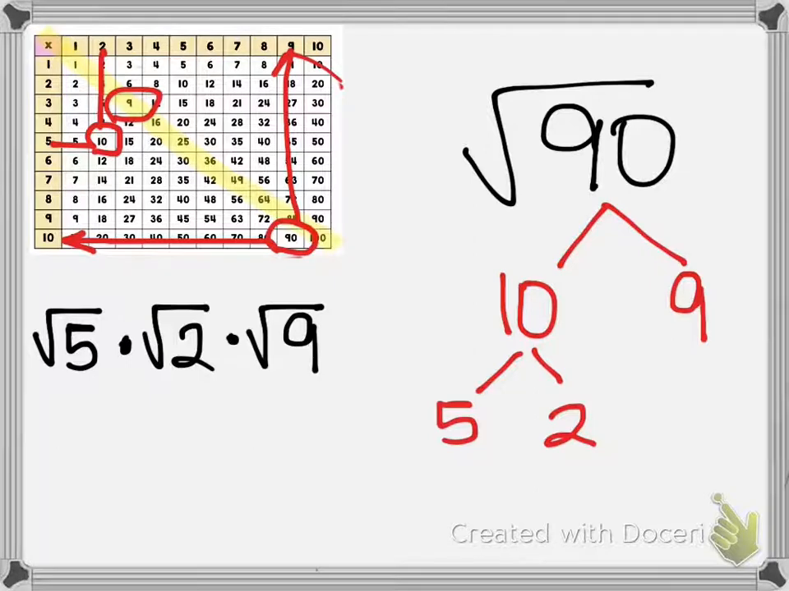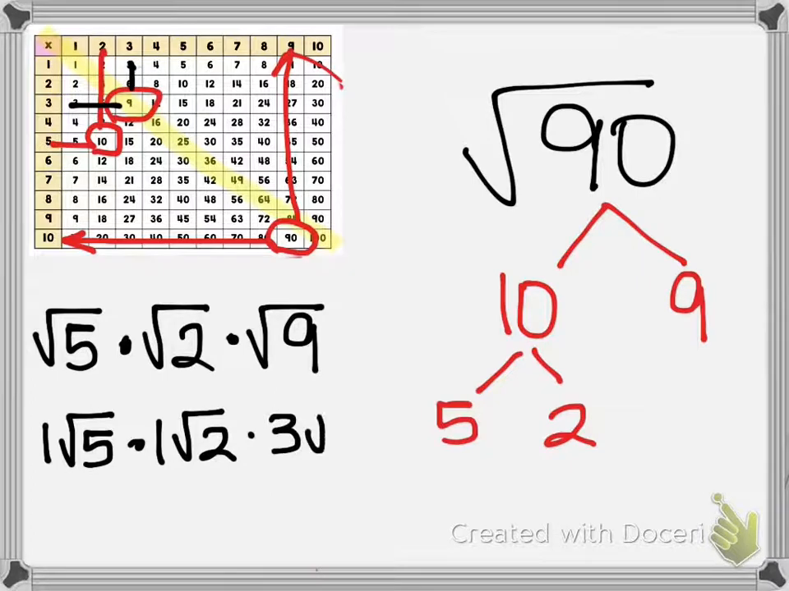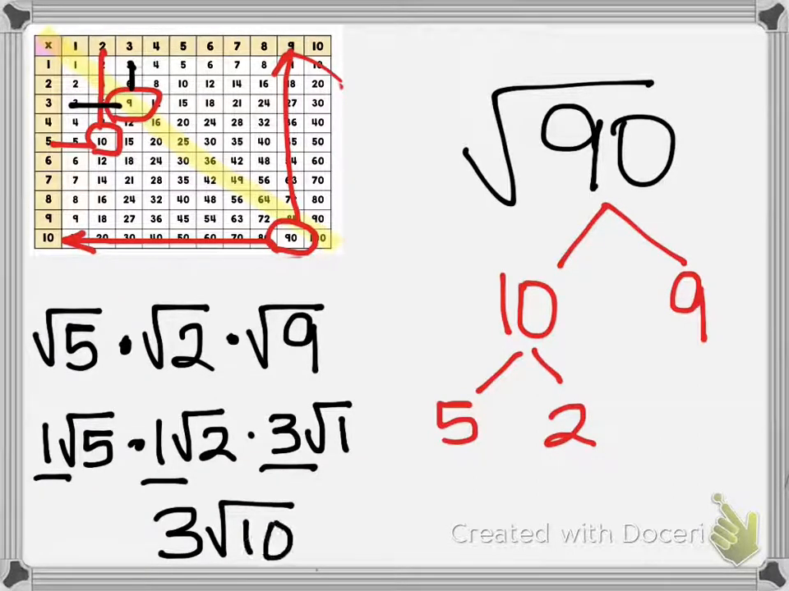I know I cannot simplify the square root of 5, so that's 1 times the square root of 5. I cannot simplify the square root of 2, so that'd be times 1 square root of 2. And I can simplify the square root of 9 because it's a perfect square to equal 3, so let's say 3 square roots of 1. So to get my simplified answer, I'm going to multiply all the numbers outside. 1 times 3 is 3. And I'm going to multiply all the numbers inside. 5 times 2 is 10, times 1 is 10. So the simplified version of the square root of 90 is equal to 3 square roots of 10.